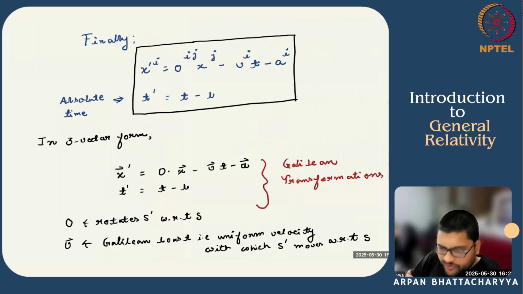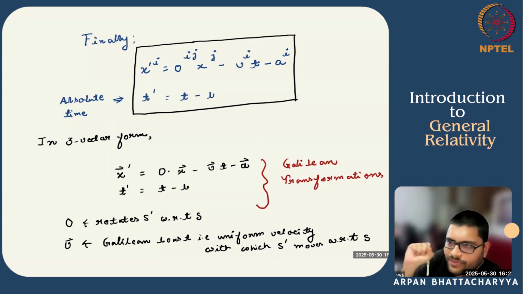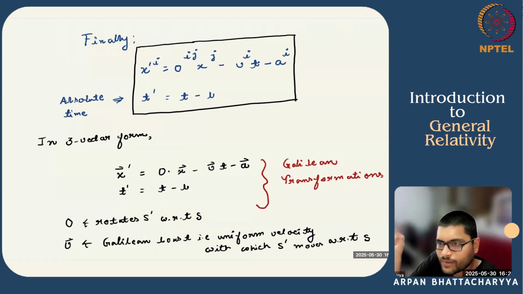And finally, we arrive at the most general transformation rule, which relates x prime, t prime with x and t, which is summarized in this box. So the first one we just derived, and the second one follows from the fact that absolute time is absolute. That means that if you take the time interval, it remains the same in both frames. So b is some constant, so of course it means that dt prime is equal to dt.